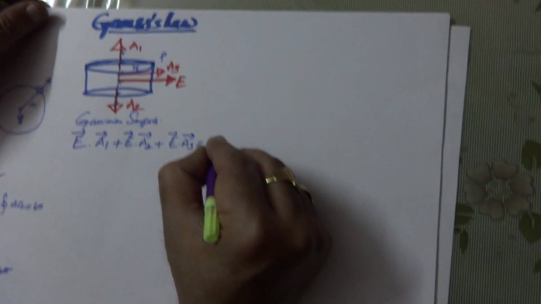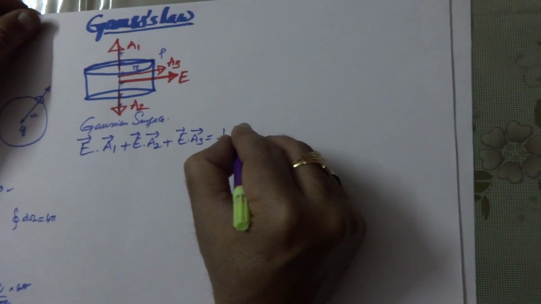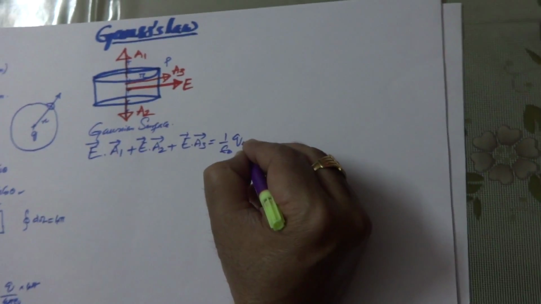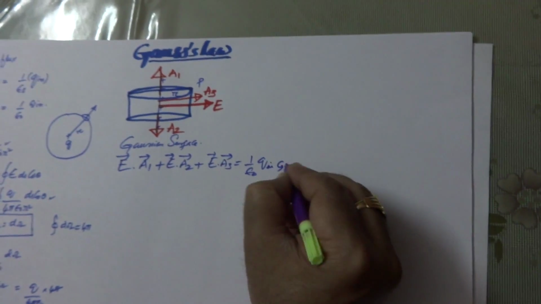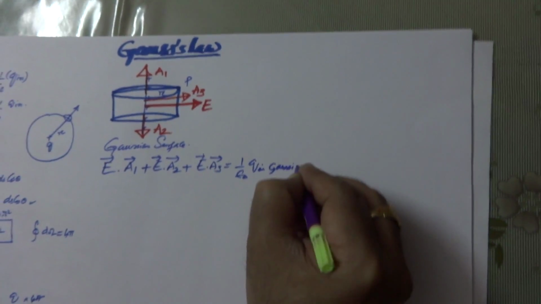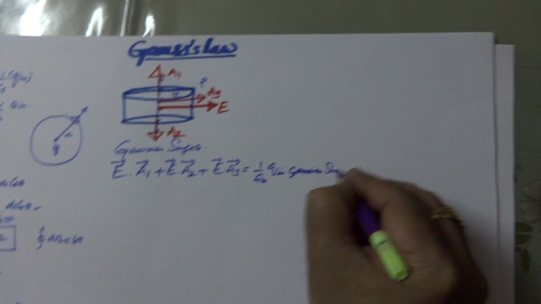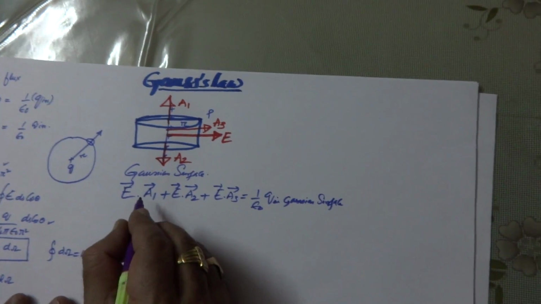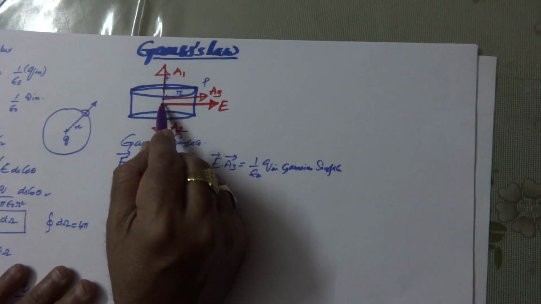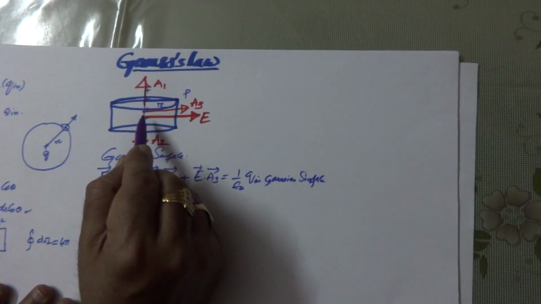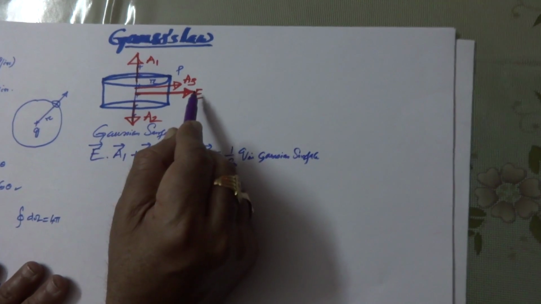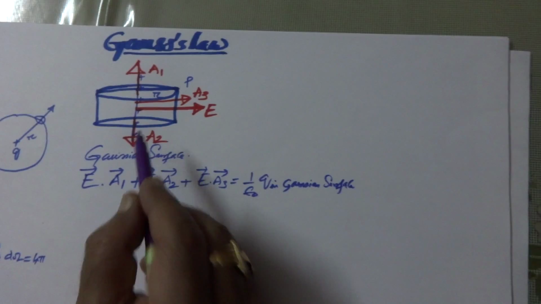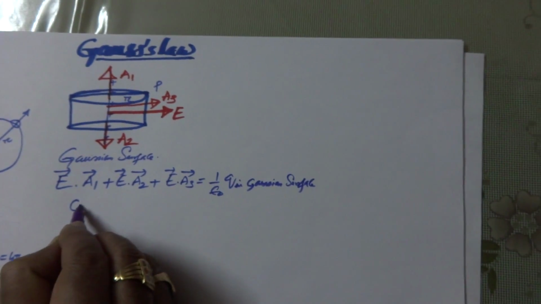But total flux is always equal to 1 by epsilon naught times the charge inside this cylinder, the charge in the Gaussian surface. Now here if you closely observe, the electric field vector and A1 vector are perpendicular to each other, and similarly the electric field vector and A2 vector are also perpendicular to each other. Therefore their dot product becomes 0.